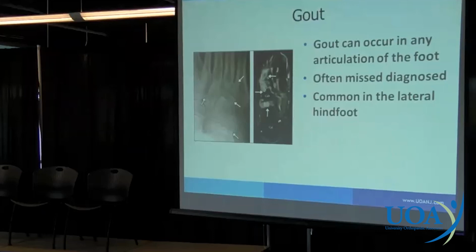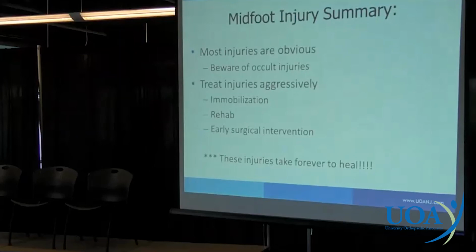And one of the joints that I see that's most often missed is the calcaneocuboid joint. On the lateral side of the midfoot, everybody comes in with a red, painful joint, and often the differential diagnosis is stress fracture. But when you look at the age group and you talk to the patient, this came on acutely. He wasn't doing anything. He was a couch potato. It's gout.